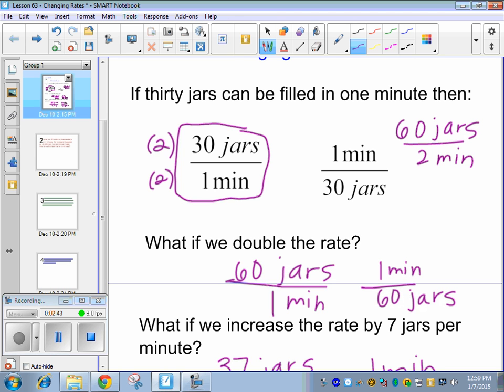Make sense? Okay. It also says it's 30 jars plus 1. Yes, it does. But you don't want to multiply by 2 over 2, because that's multiplying by 1, which doesn't change value. So you just want to multiply by 2.